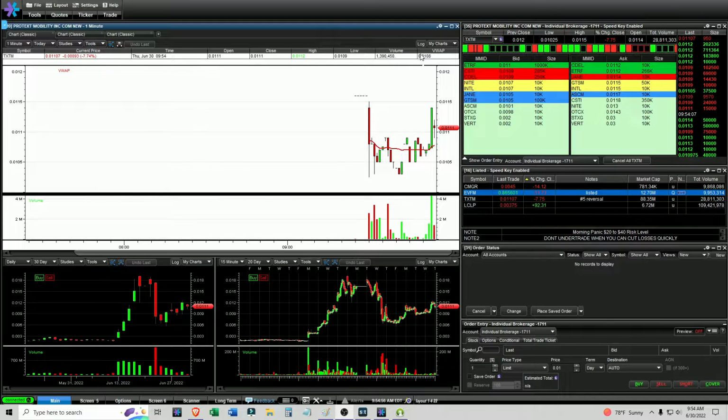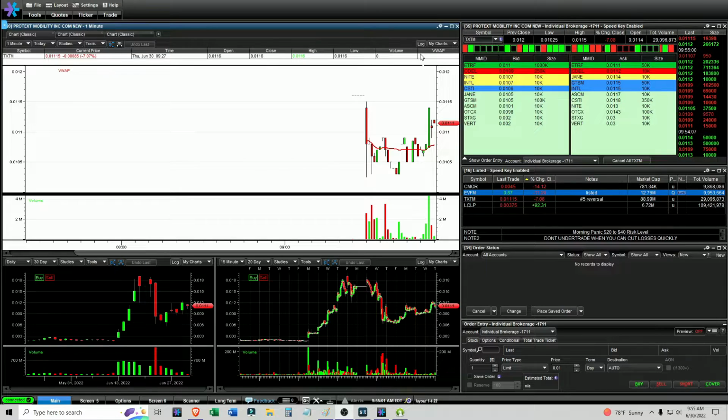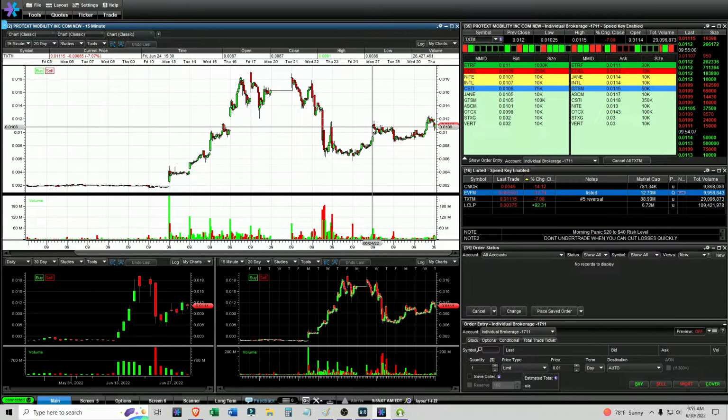All right, it is 9:54, and I got out of this trade a little too early because I just got thrown off with how weird it was trading. But TXTM is a very weird stock. I had a trade with it, and I never liked it too much because it would just look so weird on the 15-minute, 20-day chart.